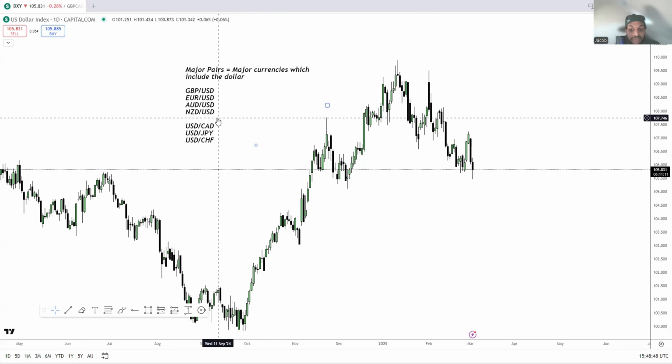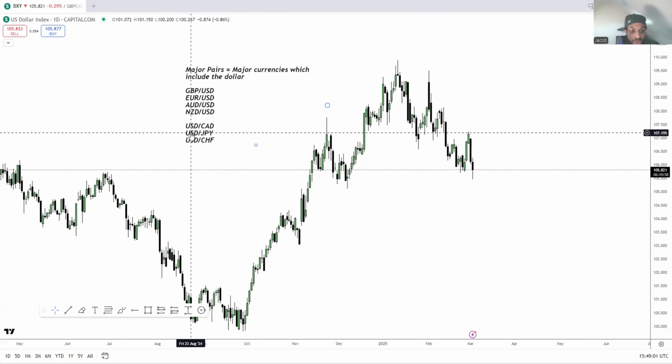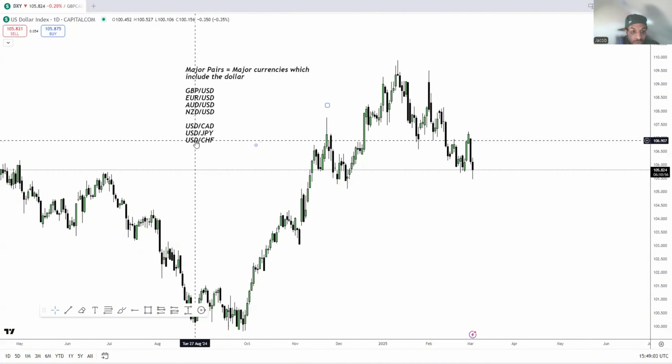Now, if you are trying to buy USD CAD, you don't want the dollar to get weaker. You want the dollar to get stronger. And that's the same for USD JPY and it's the same for USD Swiss franc.